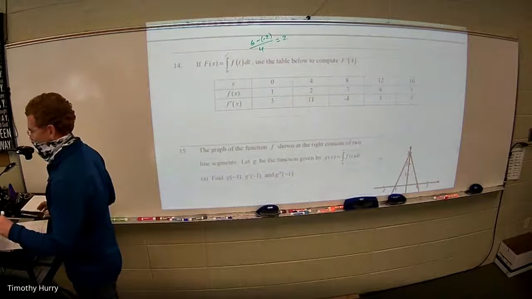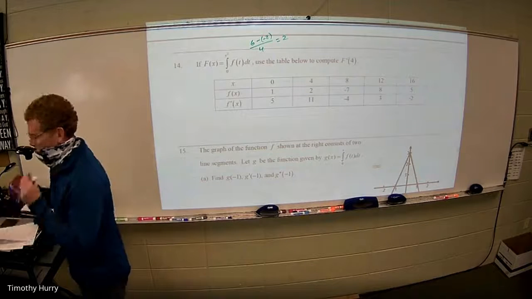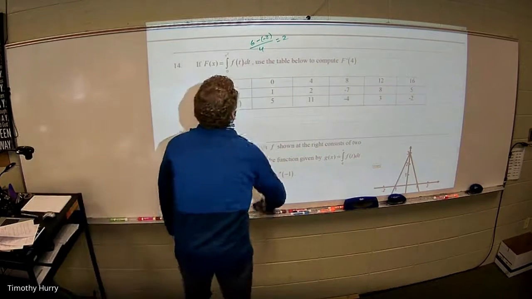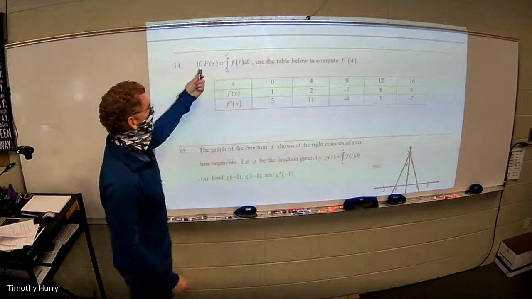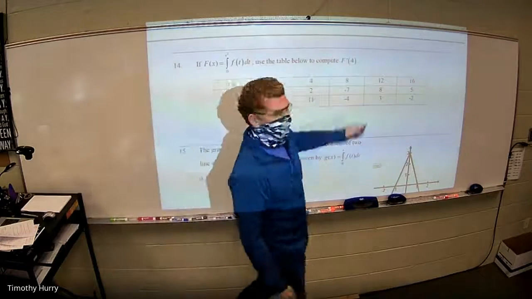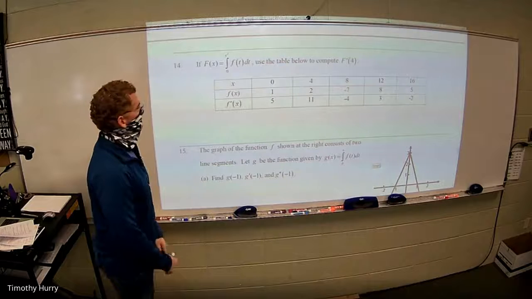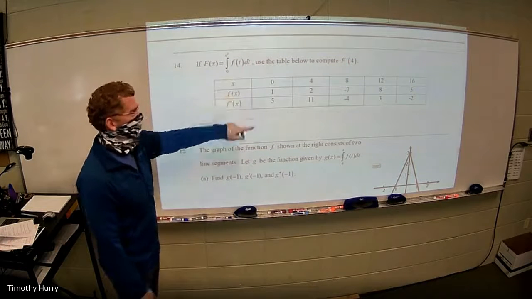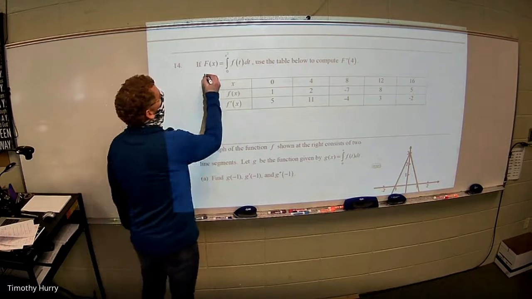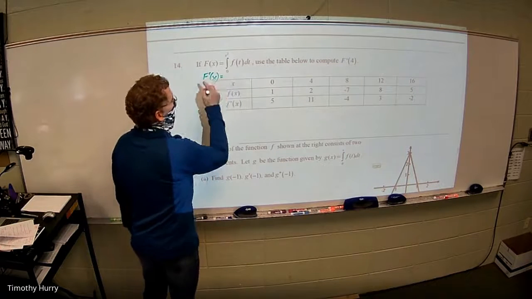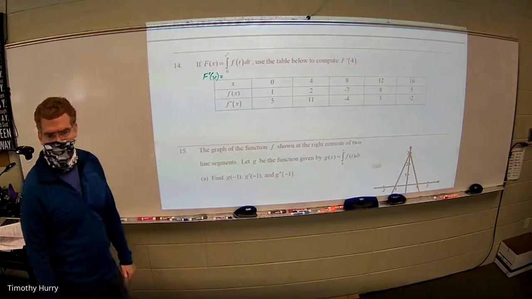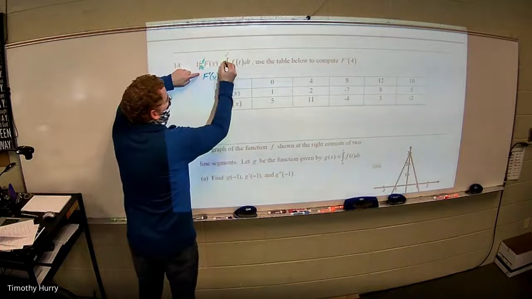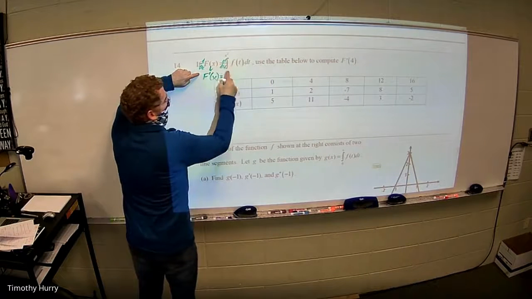14. Love this question. It's asked all the time on the AP test. So if f of x is that, compute f prime of 4. I give you x values, f of x values, and f prime of x values. So if I want f, first of all, let's find what f prime is. What is f prime of x? What do you do? I would have to take the derivative of both sides. What does that look like?